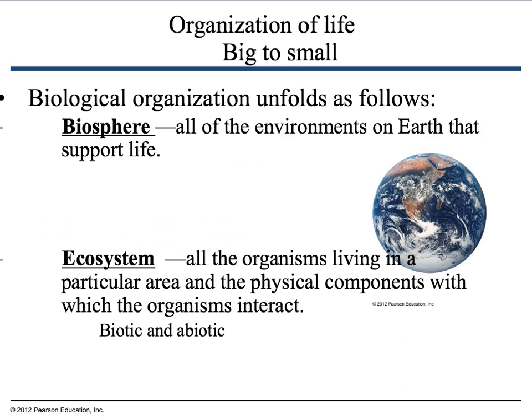When we go one step smaller, we have what's called an ecosystem, and that's all the organisms living in a particular area and the physical components with which the organisms interact. We use the terms biotic and abiotic. Remember, bio means living, so these are the living organisms within that environment, and the non-living, the abiotic, things like water, sunlight, wind, soil. How do those interact with the living things within that given area?